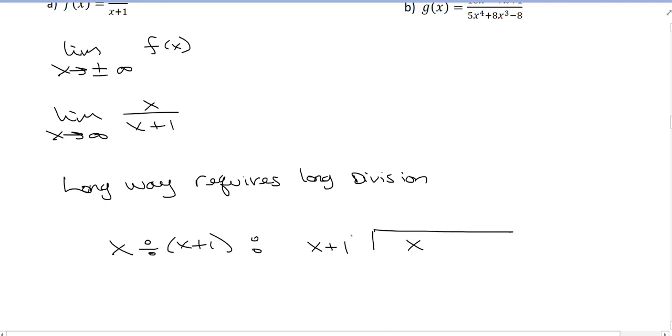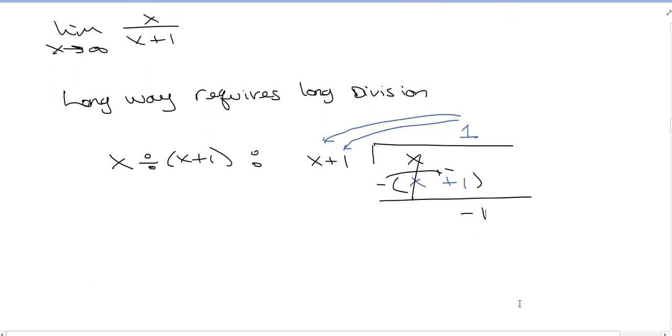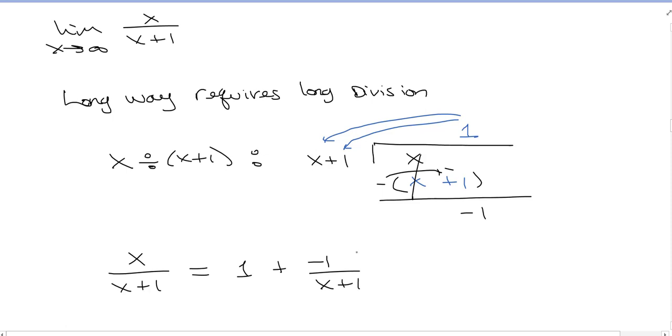And so I ask myself, what do I multiply x by to get x? And that will be 1. So I offset it, and then you multiply. So 1 times x is x, 1 times 1 is 1, and then just as with any division, we subtract. So these cancel, distribute that negative, that becomes a minus. So those cancel and I'm left with minus 1. Now can I keep going? This has a degree of 1, that has a degree of 0, so I can't continue. So x over x plus 1 is really equal to the quotient, 1, plus the remainder, so plus negative 1 over x plus 1. That's how we write the remainder.